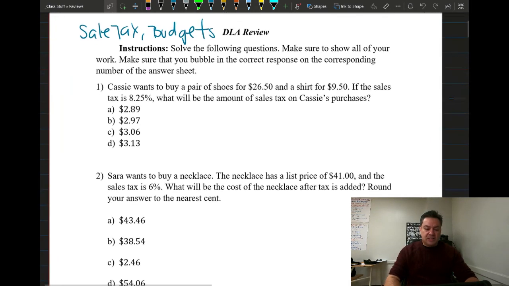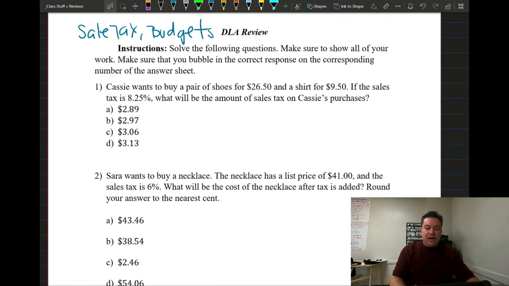Let's see. Number 1, Cassie wants to buy a pair of shoes for $26.50 and a shirt for $9.50. If the sales tax is 8.25%, what will be the amount of sales tax in Cassie's purchases?